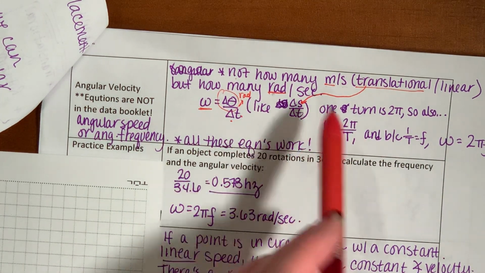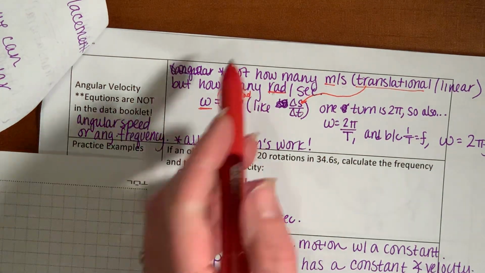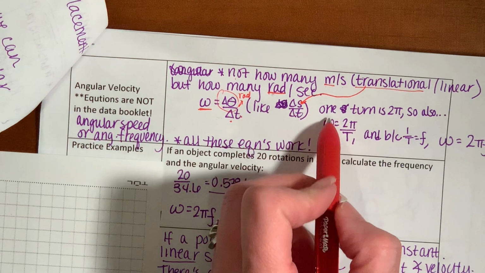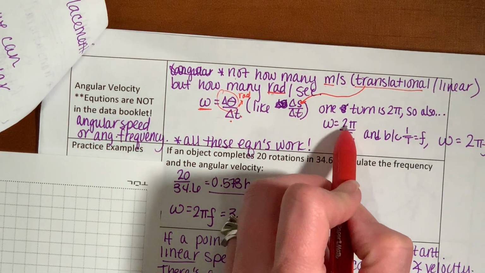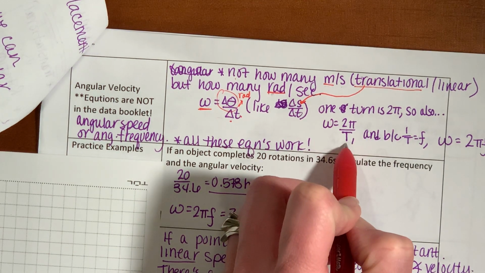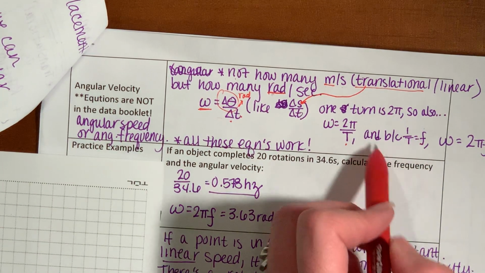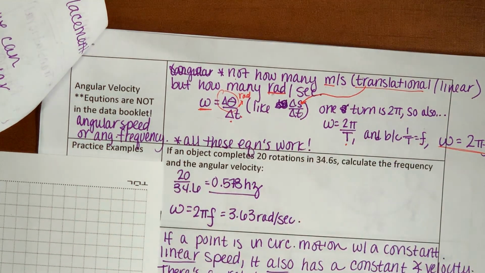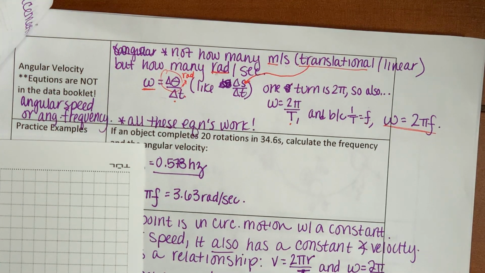So again, if we want to hash some of these equations out and create some new equations from this original equation, we can say that one turn is 2 pi. So omega can also be equal to 2 pi over the period, time T. And because 1 over T is frequency, we can plug frequency into that equation and get omega equal to 2 pi times the frequency. You can go ahead and derive that on your own, or just trust that that's what it is.